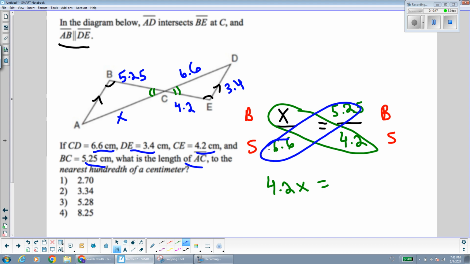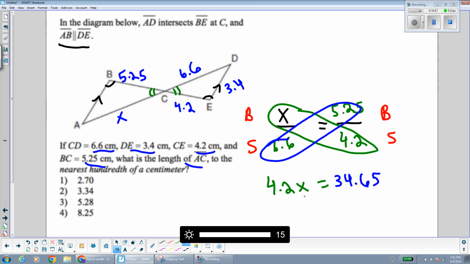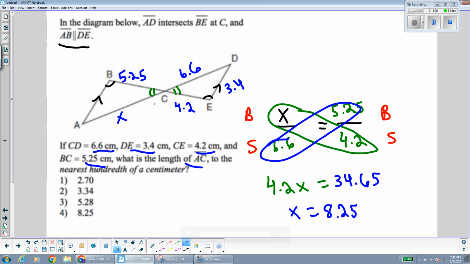And over here, we have 6.6 times 5.25, which is 34.65. From here, we'll just divide both sides by 4.2 so that we can get our x value. And I got that x is equal to 8.25. Side AC, which is what we are looking for. So that is our answer here.